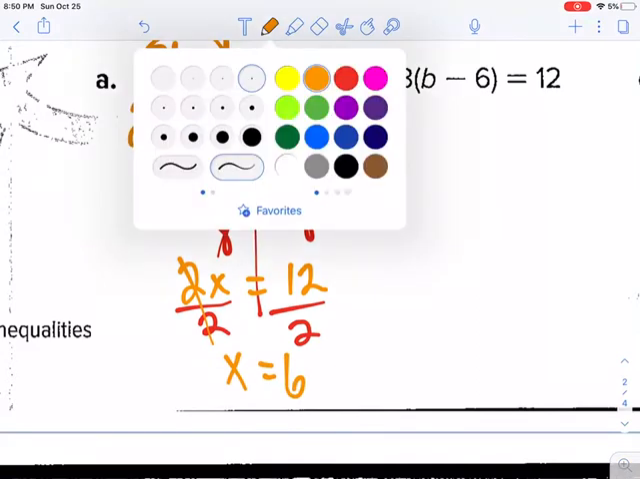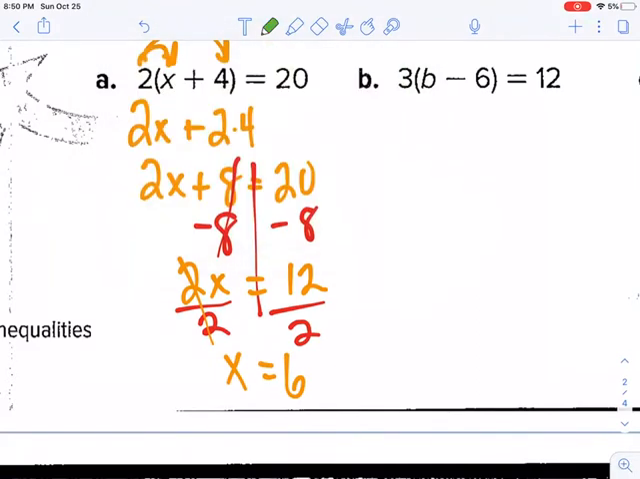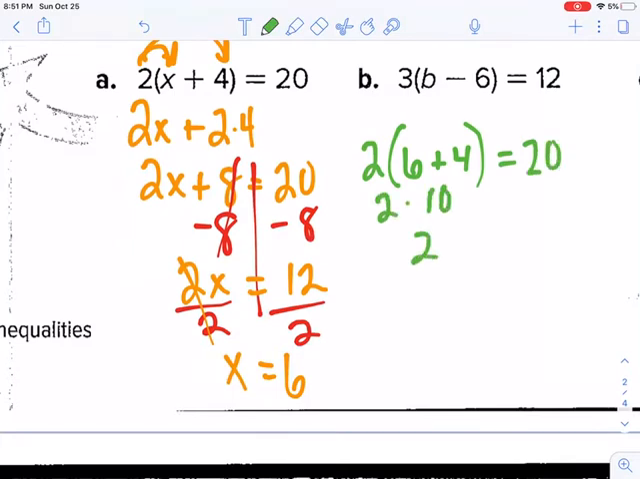And then we are going to plug in. Let's see if that works out. Make sure you always go back to plug into the original. And that gives us 2 times 10, which is 20. So we know 6 was a good answer for that one.